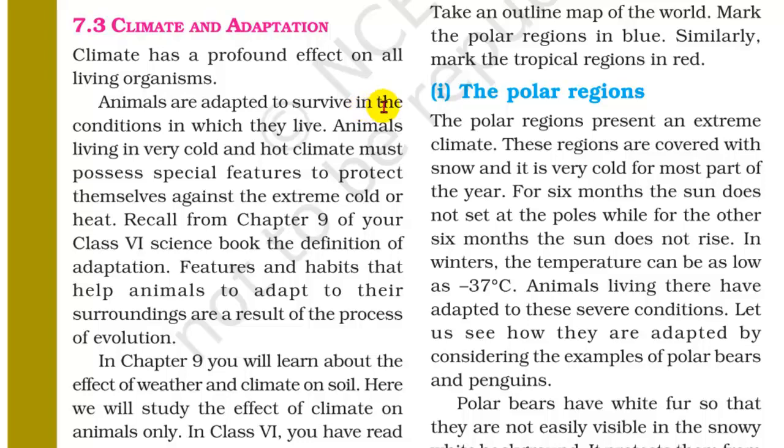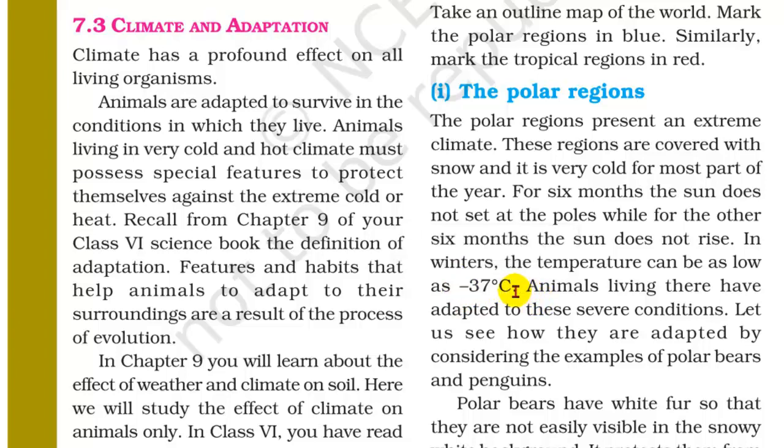Let's see the first region, the polar region. As we already noted, the polar regions are very cold. In the polar region, for 6 months the sun does not set, and for 6 months the sun does not rise. That is, in a year, 6 months are day and 6 months are night. The temperature of the polar region is very low. It reaches down to minus 37 degrees Celsius.